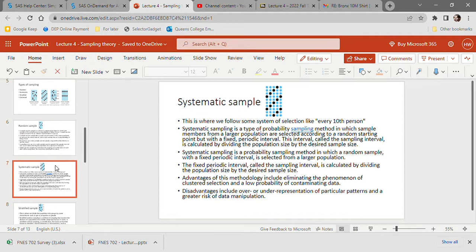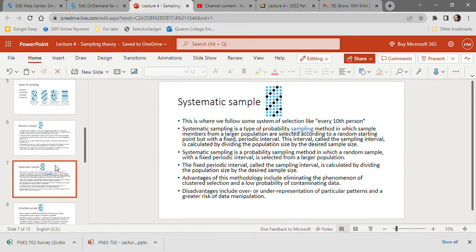So systematic sampling is a type of probability sampling method in which members of a larger population are selected according to a random starting point with a fixed periodic interval. This interval can be called a sampling interval. It is calculated by dividing the population size by the desired sample size.